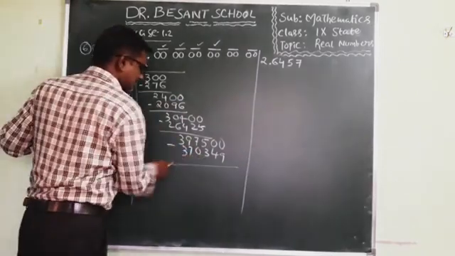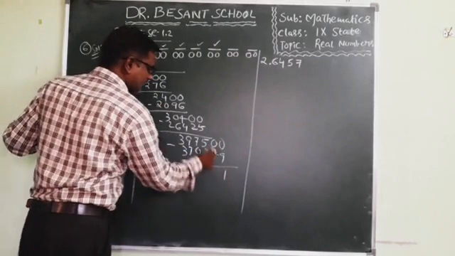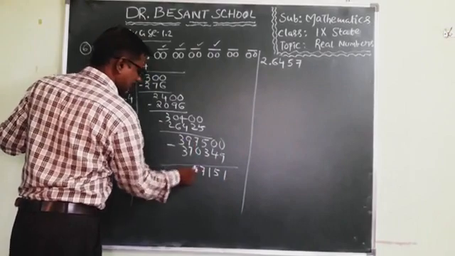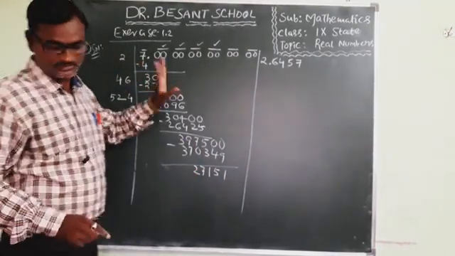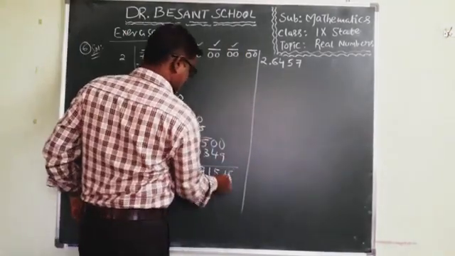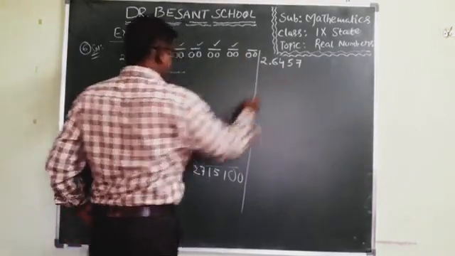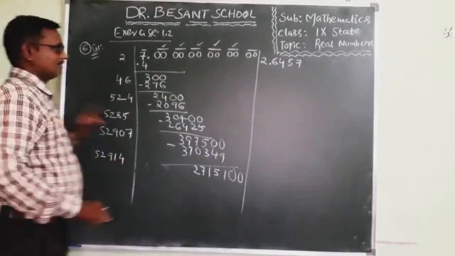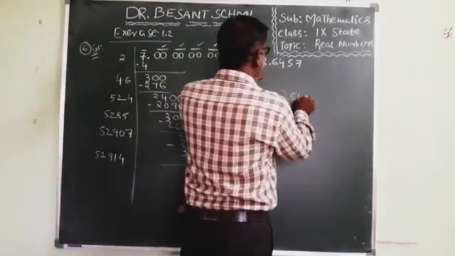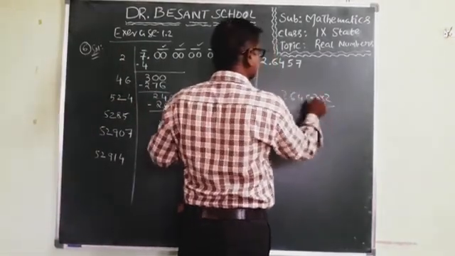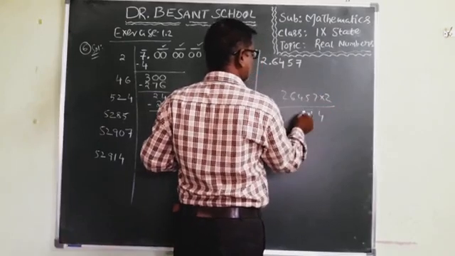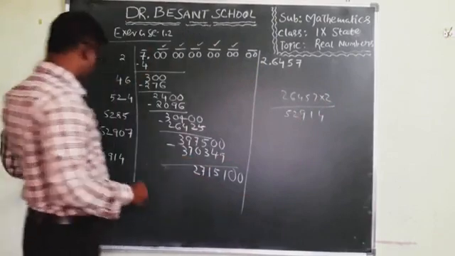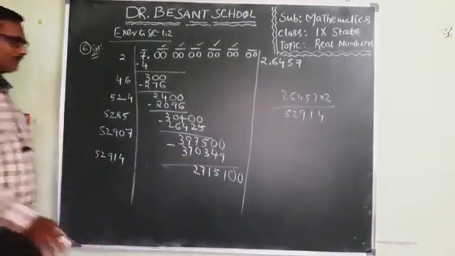Again minus. Again 1 bar. 10 minus 9, 1. 9 minus 4, 5. 4 minus 3, 1. 7 minus 0, 7. 9 minus 7, 2. 27151. Replace these 2 zeros. Again it becomes a double. 52914. So double of this one, 26457. Double. 2 7s are 14. 2 5s are 10 plus 1, 11. 2 4s are 8 plus 1, 9. 2 6s are 12. 2 2s are 4 plus 1, 5. 52914.